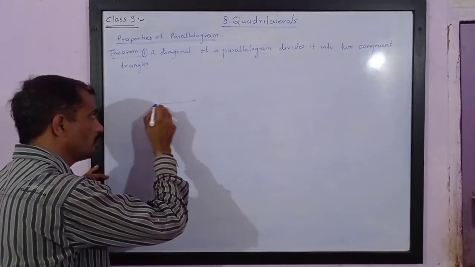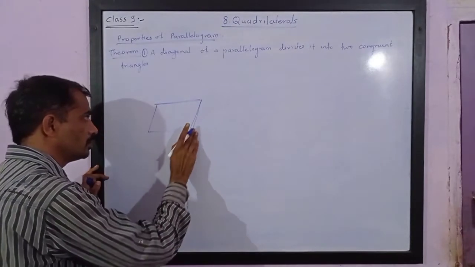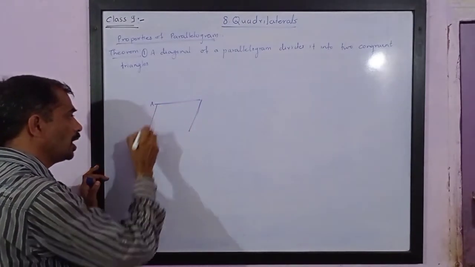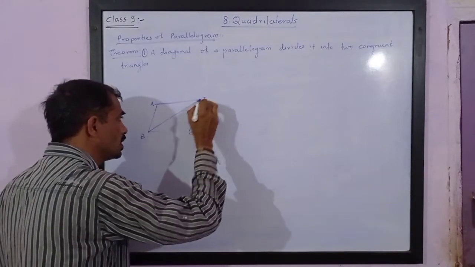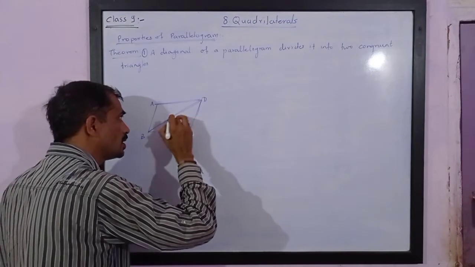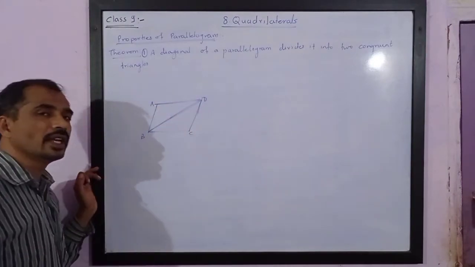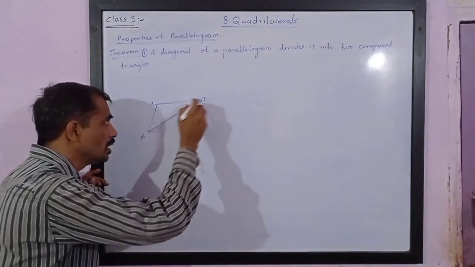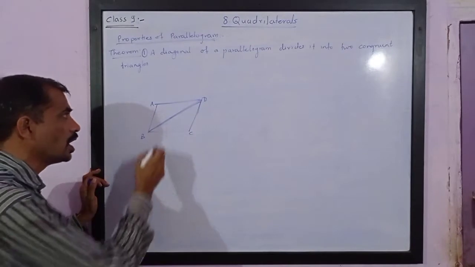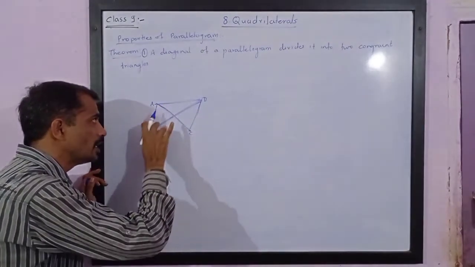So if ABCD is a parallelogram, then the diagonal divides the parallelogram into equal triangles. That is what the theorem says. These two triangles must be equal. If we draw a diagonal, then these two triangles must be congruent. Or even if you draw the other diagonal, these two triangles must be congruent.